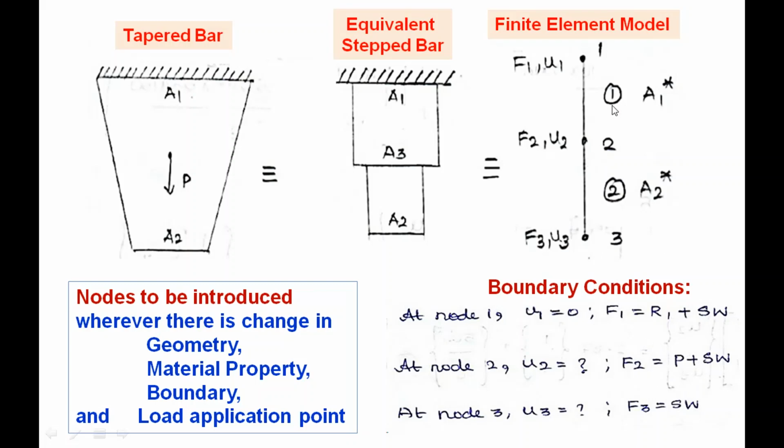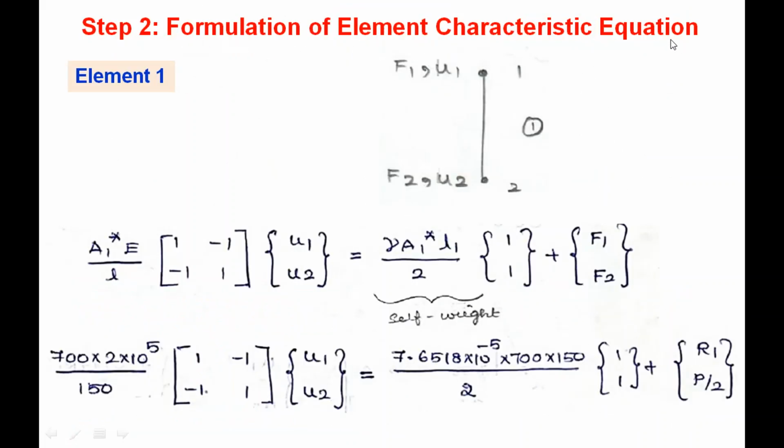As we discussed earlier, node 2 is a common node between element 1 and element 2. So the load acting at node 2 will be equally divided and given to element 1 and element 2 while writing the element characteristic equation. So after this, the problem is going to be similar to the stepped bar problem.